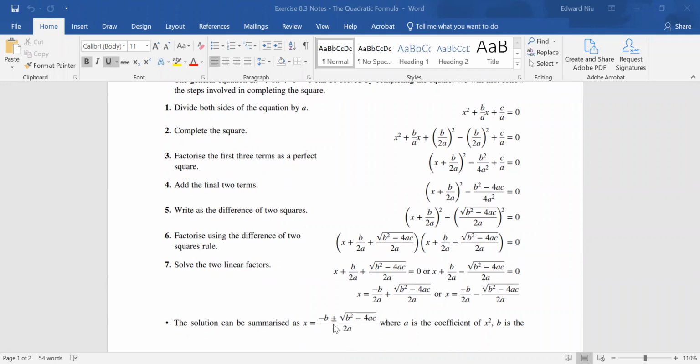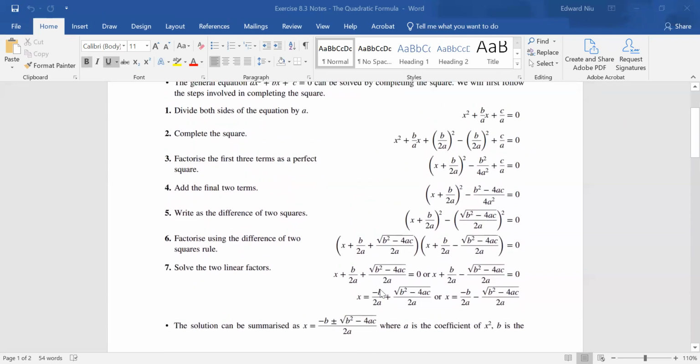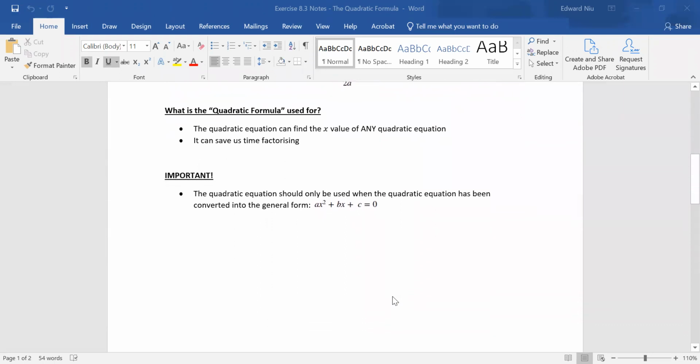The plus or minus is super important because this is where we get our 2 answers. We're going to do the quadratic formula twice: once with the plus, and then once again with a minus between the negative b and the square root of b squared take away 4ac. So let's see how we apply this. Don't worry too much about the proof for now. You'll see it over and over again all the way up until year 12 Methods.